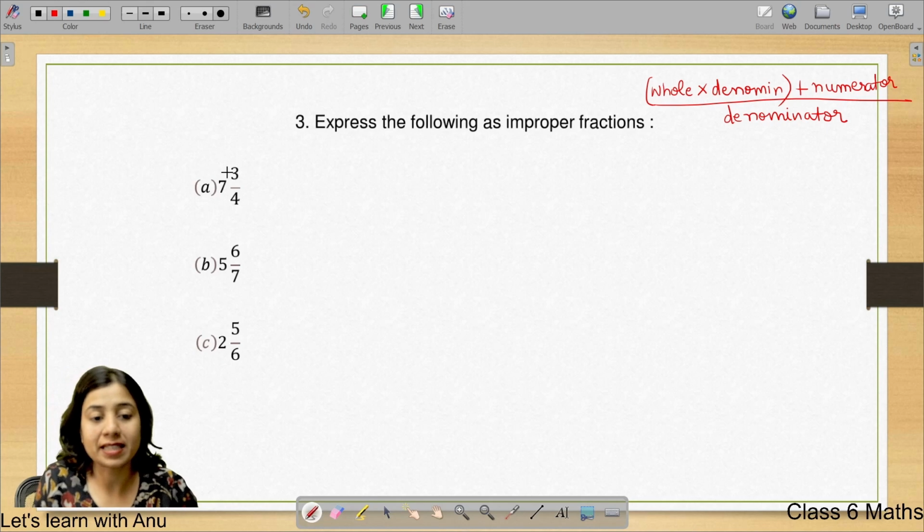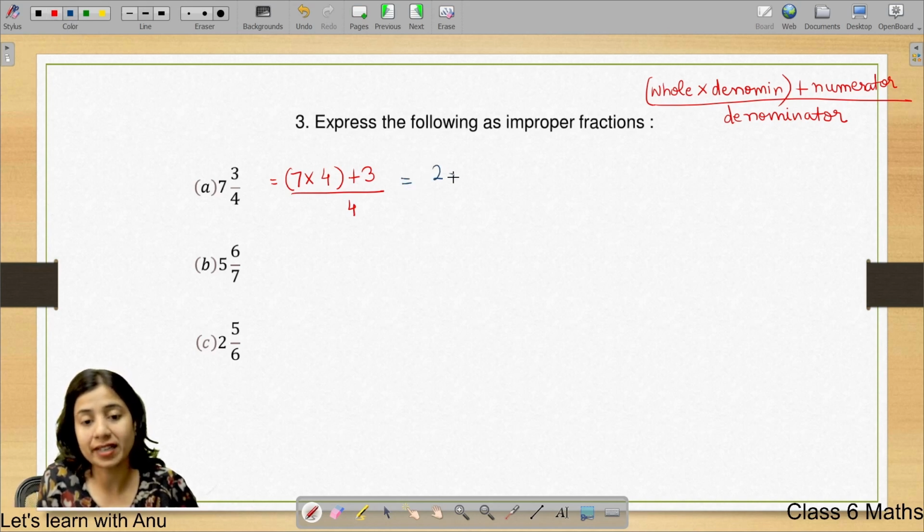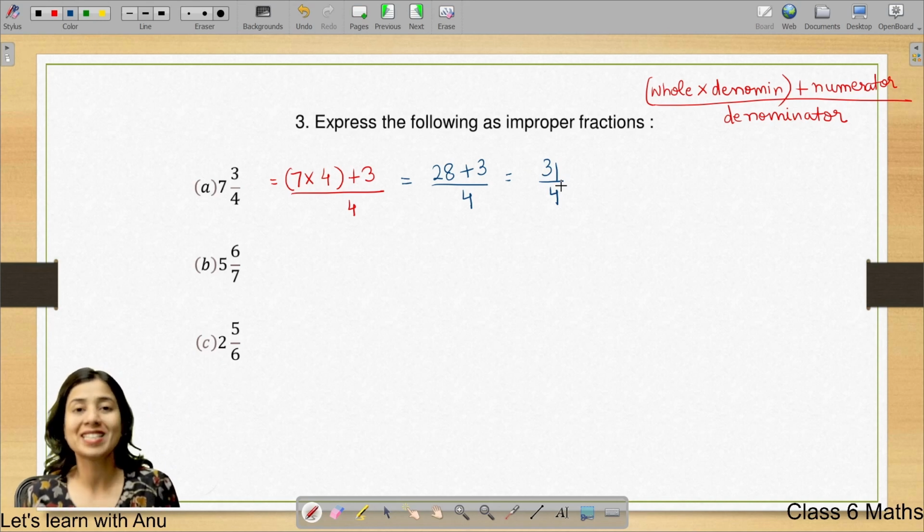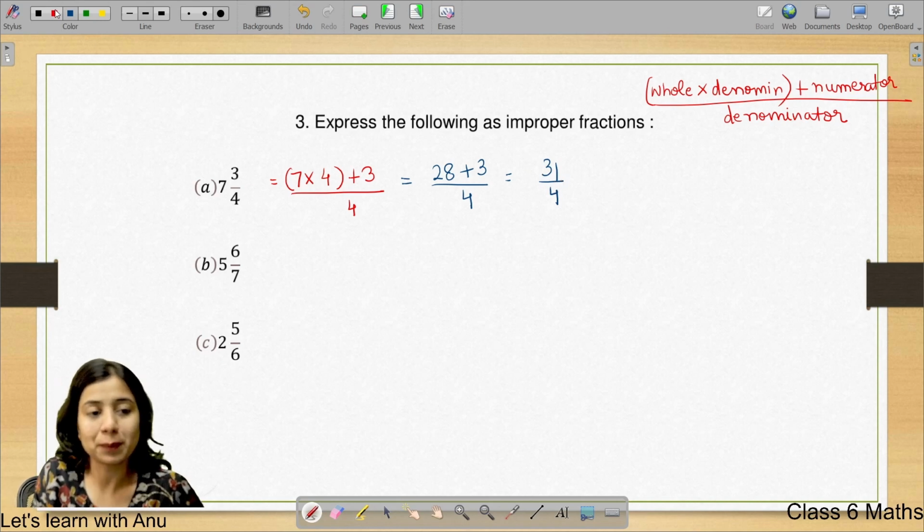So let's see, 7 is the whole part here, whole multiplied by the denominator, that is 4. The product will be added to the numerator and the denominator 4 remains the same. 7 times 4 is 28 plus 3 upon 4. So the answer comes out to be 31 by 4. I think quite easy. Let's jump to the B part.